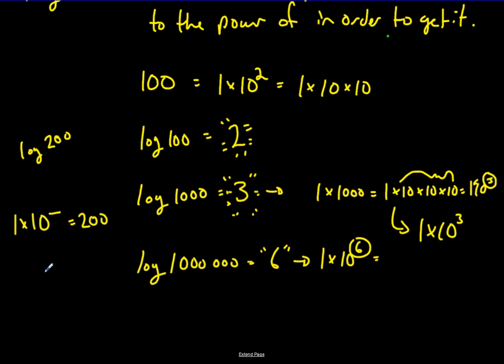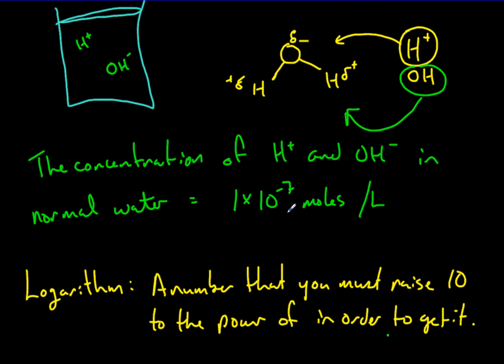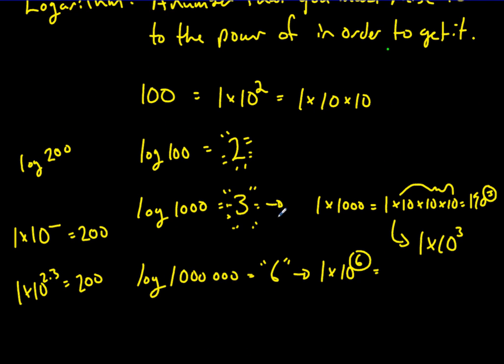So if you raise 10 to the power of 2.3, you get 200. Okay? So you can do the log of a number that is not a multiple of 10. But in this scenario, we are dealing with numbers raised to values here. So where does this come in with pH?